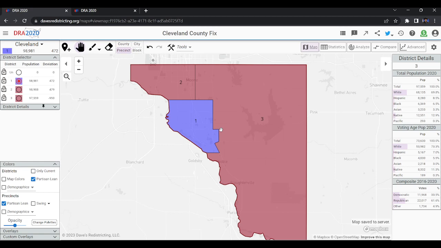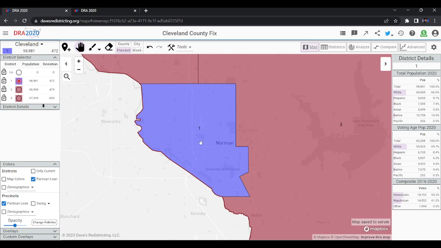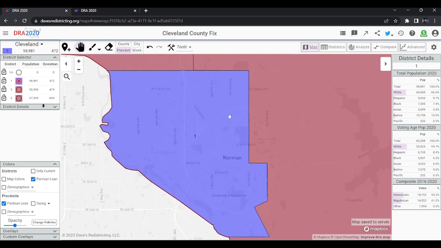Well, let's go over my districts real quick and why I drew them the way they are. So I have district number 1 here, and it's all of urbanized Norman down here. Central Norman, it's almost 100,000. You can see my deviations. My population deviations are much smaller than the other districts.